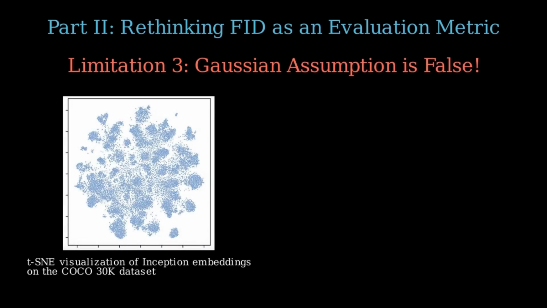But here is the final and most fatal flaw. Limitation number 3. That foundational Gaussian assumption we discussed earlier. It is empirically false. When we extract Inception embeddings from real datasets, such as the COCO 30K dataset, and project them into 2D space using t-SNE, we do not see a smooth, bell-shaped, multivariate Gaussian cluster. Instead, we see highly complex, multimodal distributions with distinct, separate clusters.